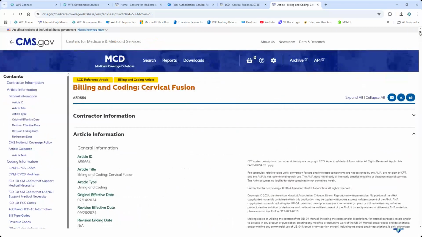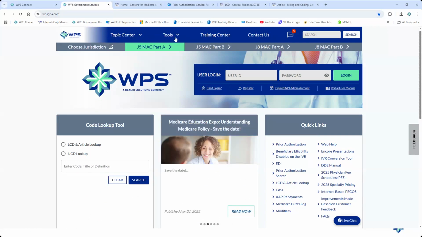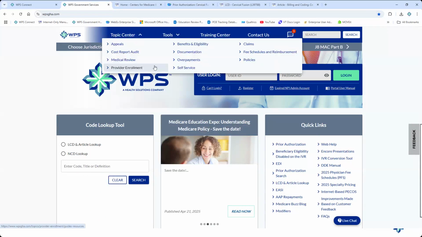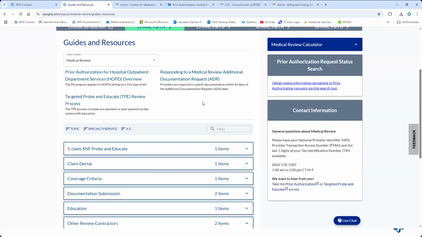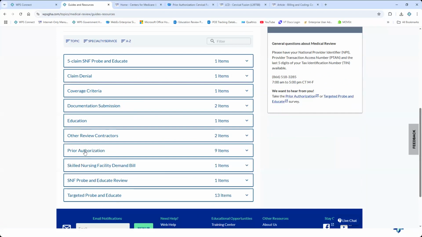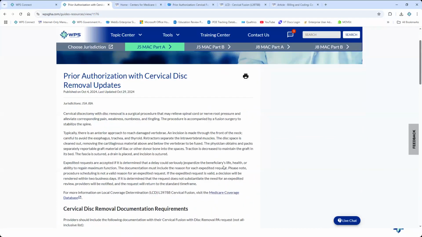So if your prior authorization request is for cervical fusion, make sure, I just went back to WPSGHA.com, and I'm going to go to the Topic Center of Medical Review, scroll down to prior authorization, and go to cervical disc removal updates.